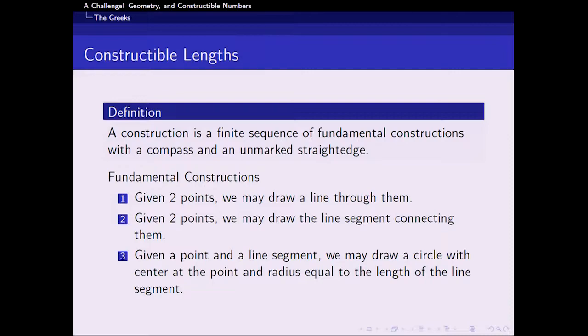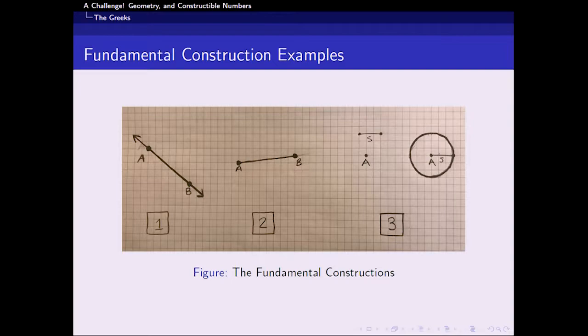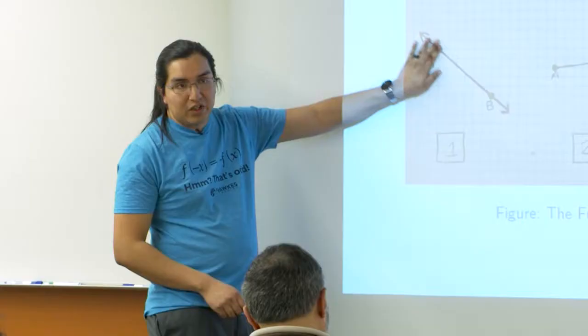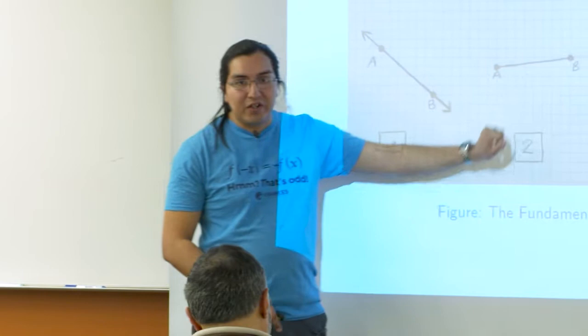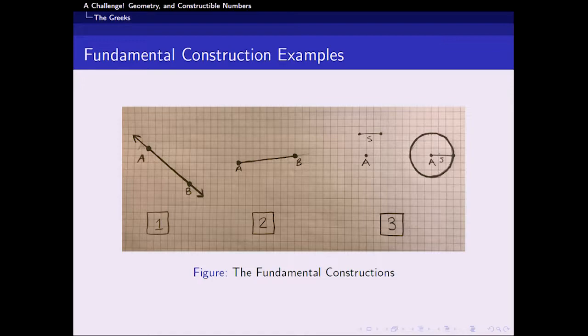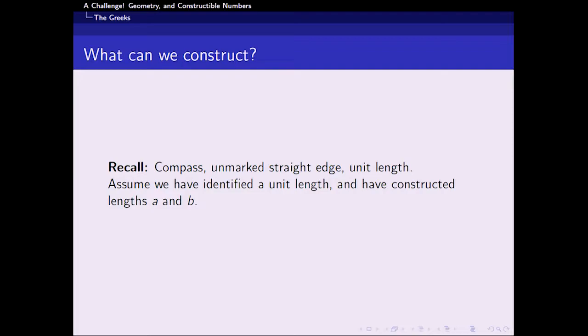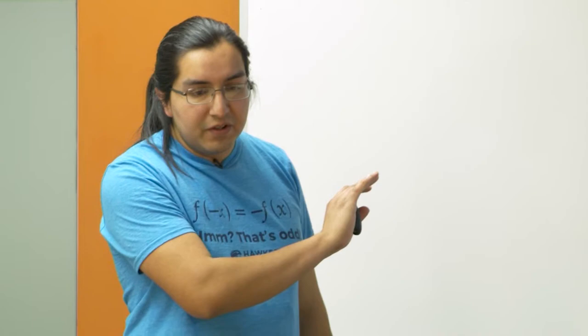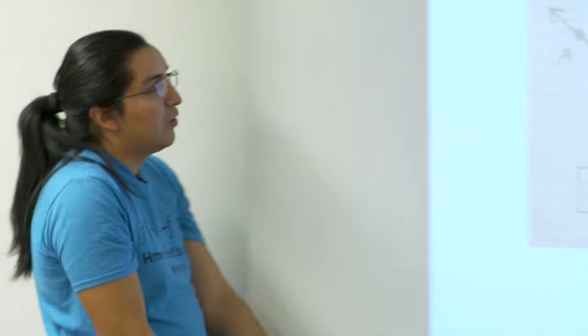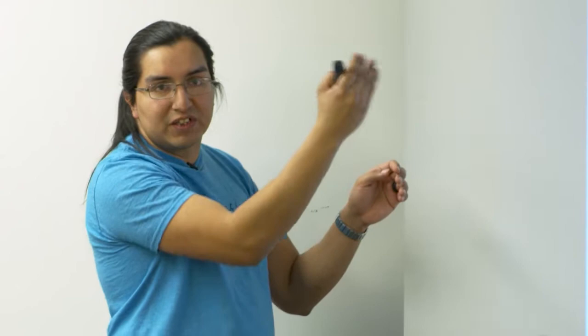So visually what that means is the first one here, we have two points, and we can draw a line through them with our straight edge. Likewise, the segment is a similar argument. And then at the end, given a segment length and a point, we can draw a circle with the center at that point and the radius being the length of that segment using our compass. And then just to emphasize the sequence portion, it just means that, for example, once we have this line, we can build off of that line by doing other fundamental constructions, and each one of those steps would be one part of the sequence.